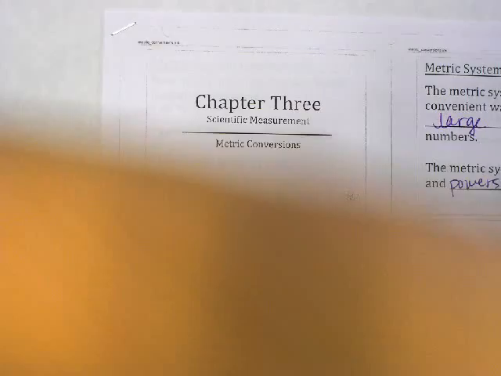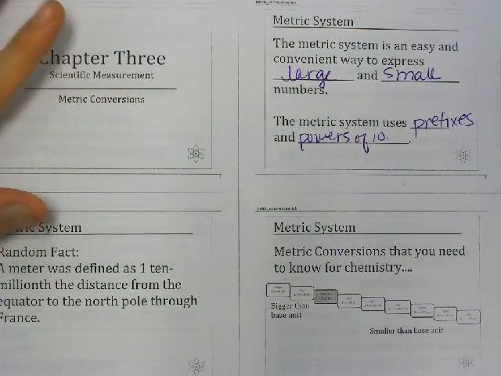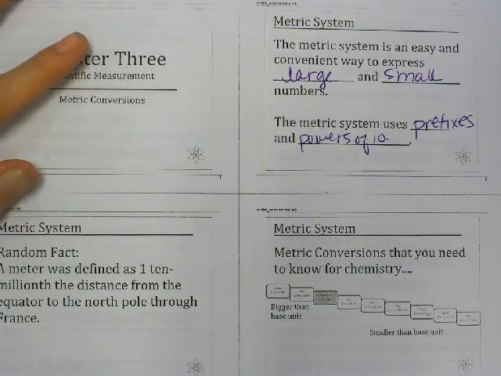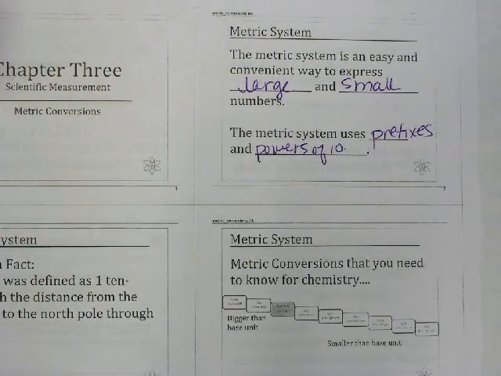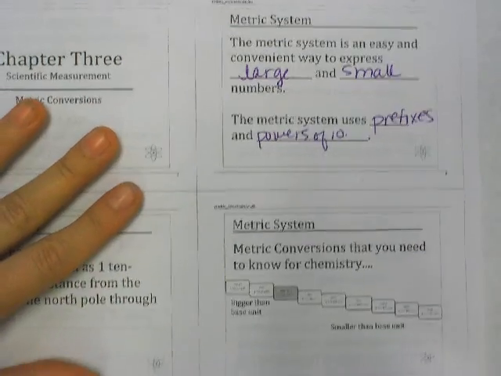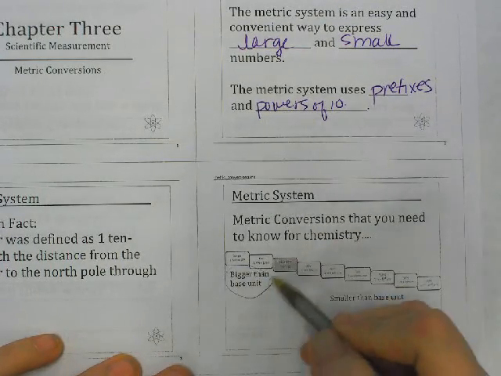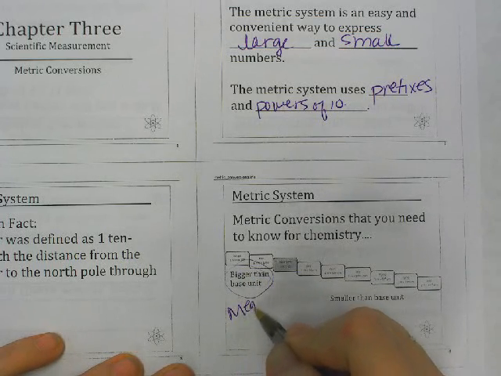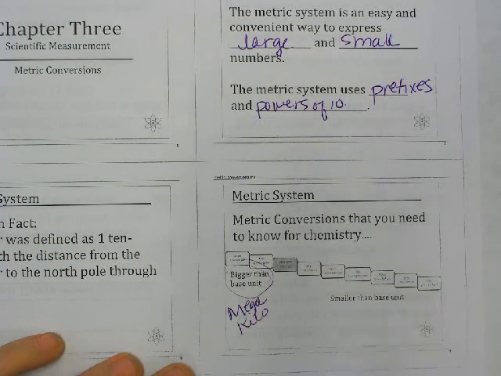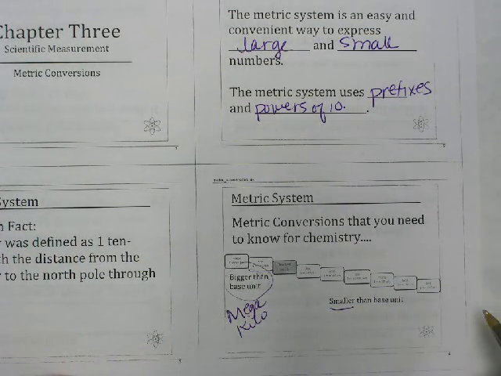All right. The metric system is an easy and convenient way to express large and small numbers. It's kind of like scientific notation, but we are using prefixes to represent different powers of 10. What does that mean? Well, if you take a look down here, I know this is hard to see, but these two things are bigger than a base unit. That's like mega and kilo. We can use powers of 10 to represent those. All of these things down here are smaller than a base unit, and we are going to use powers of 10 as well for those. I know it's hard to see them, so we'll just move on.